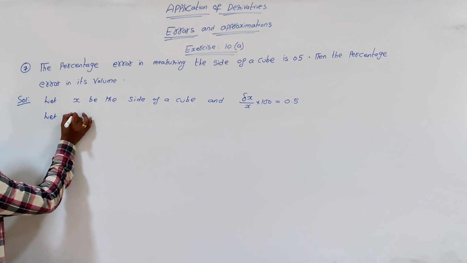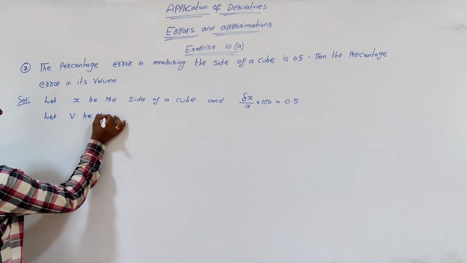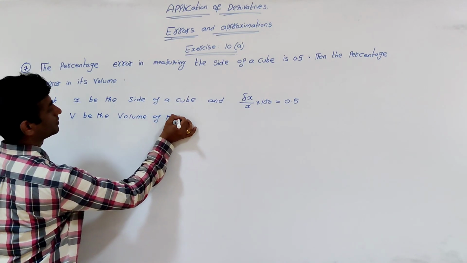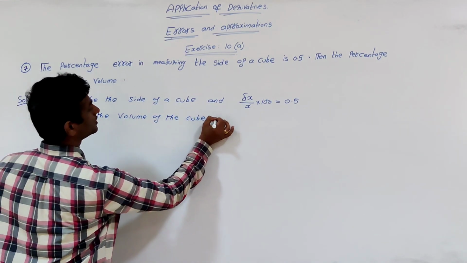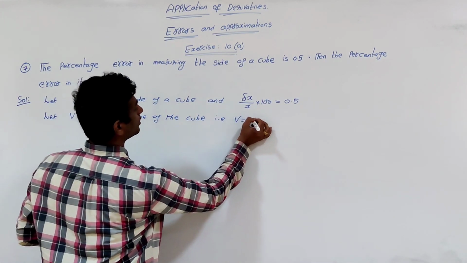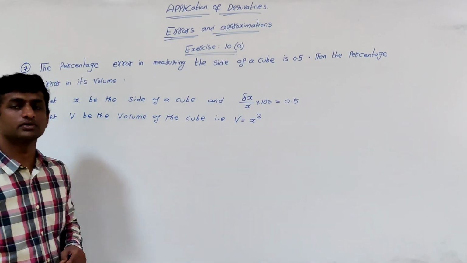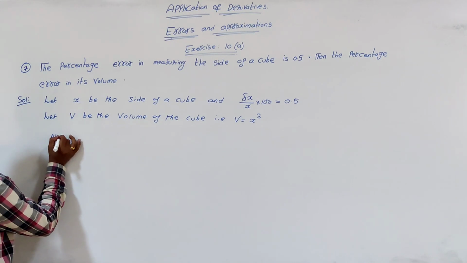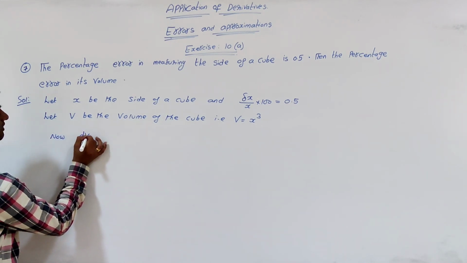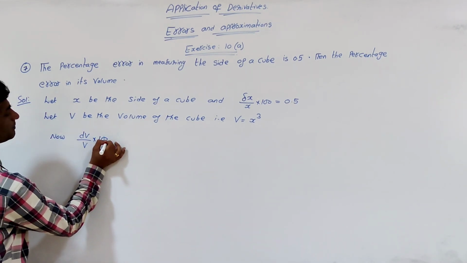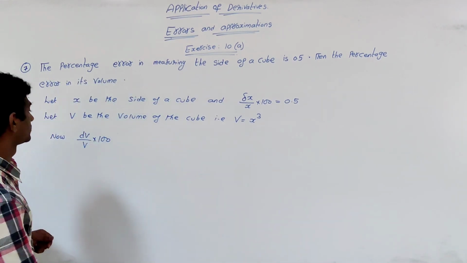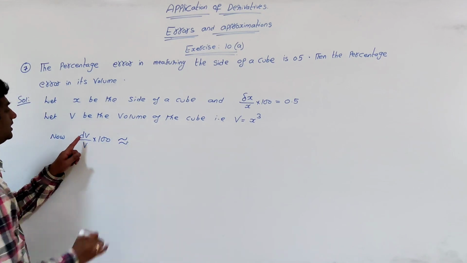Let V be the volume of the cube. So what will be the volume of the cube? That is V is equal to x cube. All sides are equal, so the volume of the cube is x cube. Now it is asking to find dV by V into 100, that is the percentage error in its volume. So which is approximately, what is dV?